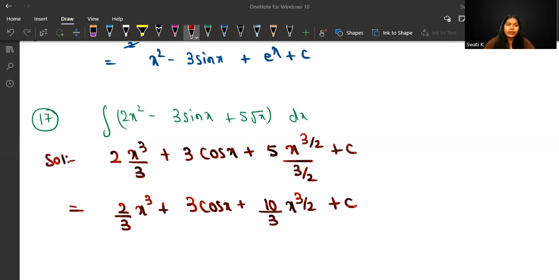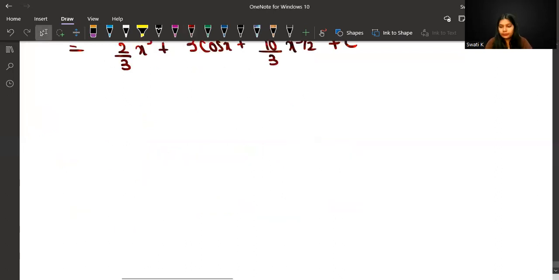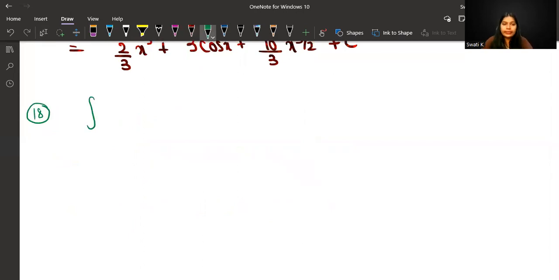Now the next question, which is our 18th question. So 18th question, let's write down the question first. So we have integrate sec x into, inside the bracket, we have sec x plus tan x dx.